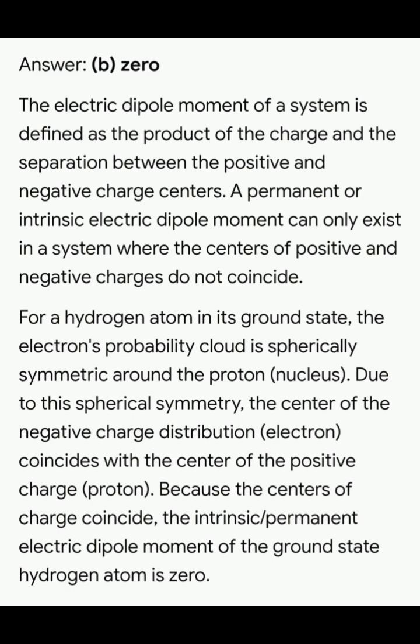Here in this hydrogen atom, the electron's probability cloud is spherical in shape. It is spherically symmetric around the proton, that means around the nucleus, and due to this spherical symmetry, the center of the negative charge distribution coincides with the center of the positive charge. As they coincide, the intrinsic or the permanent electric dipole moment of the ground state of the hydrogen atom is 0. So here the answer is 0.